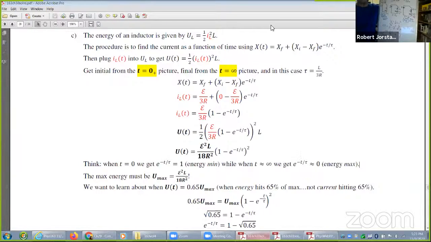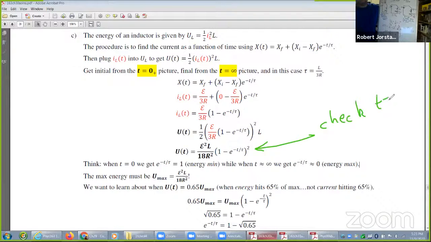So again, every time you write an ugly equation like this, check t equals 0 and t equals infinity. The reason you check those is you could see if you accidentally screwed up plugging in what initial and final were up in here, right? It's very easy to accidentally switch the final with the initial, or write them backwards or something.